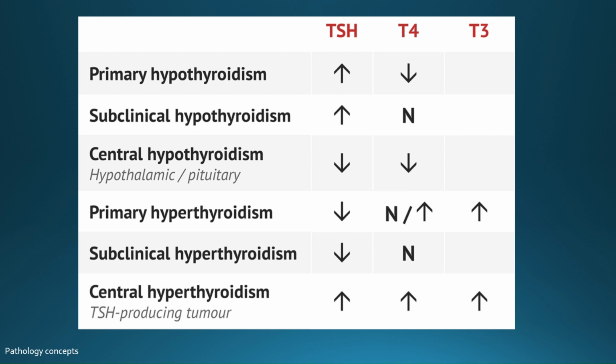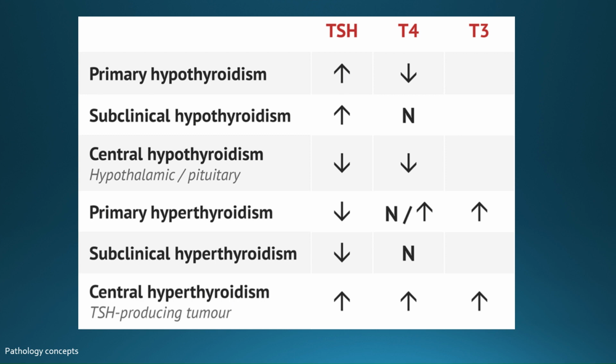This table shows levels of TSH, T4 and T3 in different clinical situations. First is primary hypothyroidism, where TSH is elevated and T4 is low. Second is subclinical hypothyroidism, where TSH is elevated but T4 level is normal. Third is central hypothyroidism, where hypothalamus or pituitary disorders reduce both TSH and T4 levels. In primary hyperthyroidism, the TSH level will be low but T4 and T3 will be high.